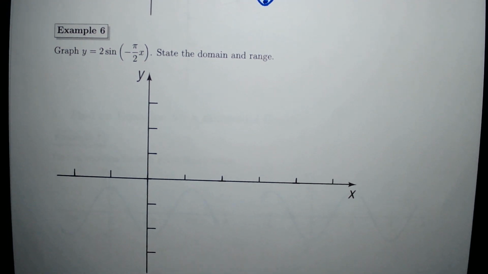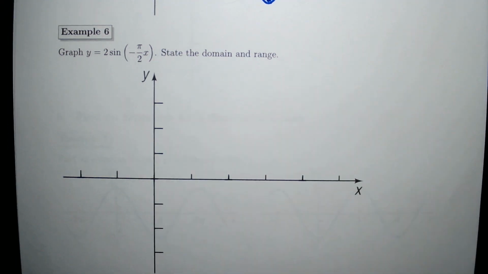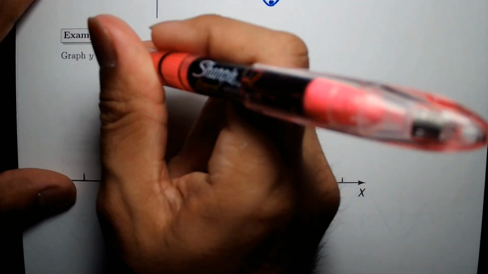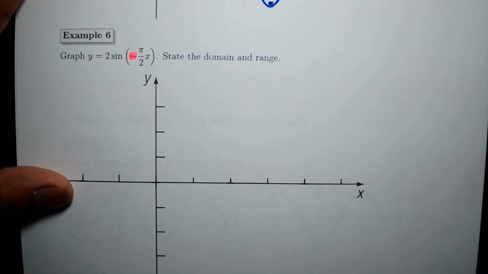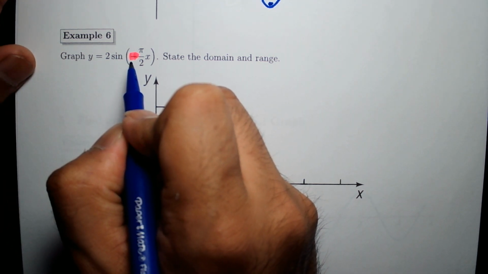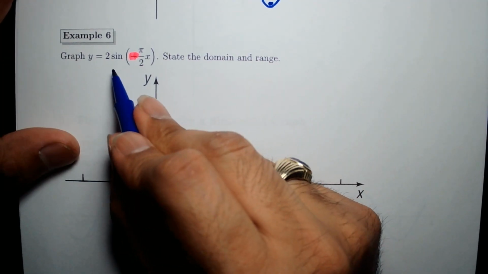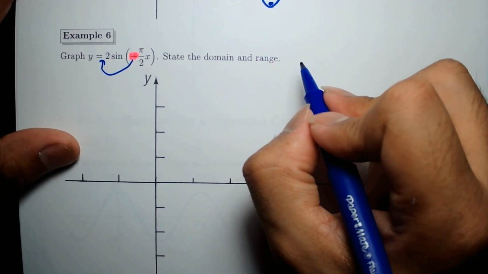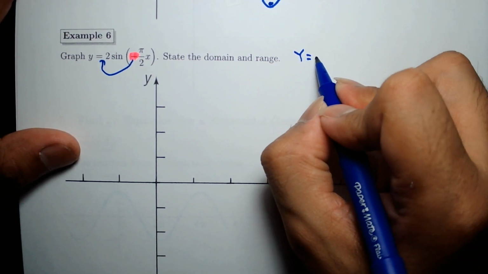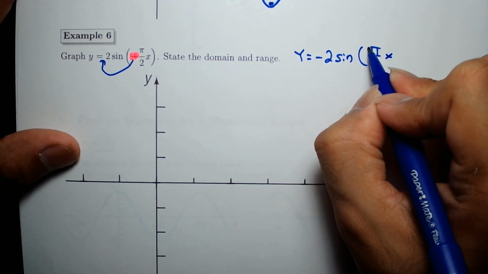Let's do the next one, and it's going to be a little bit weird when it comes to the number that multiplies x and the negative sign. But keep in mind that in the previous section we went over what to do with these negative signs inside of parentheses of sine and cosine functions. Because sine is an odd function, in this case this sign is going to go outside. So if we rewrite the function, y equals -2 sine of pi over 2 times x.